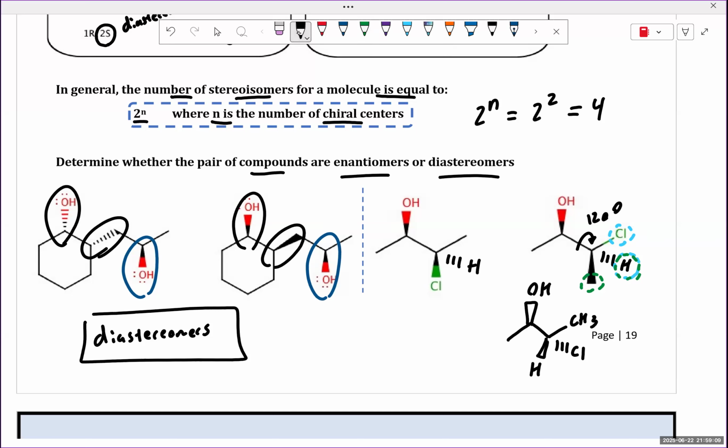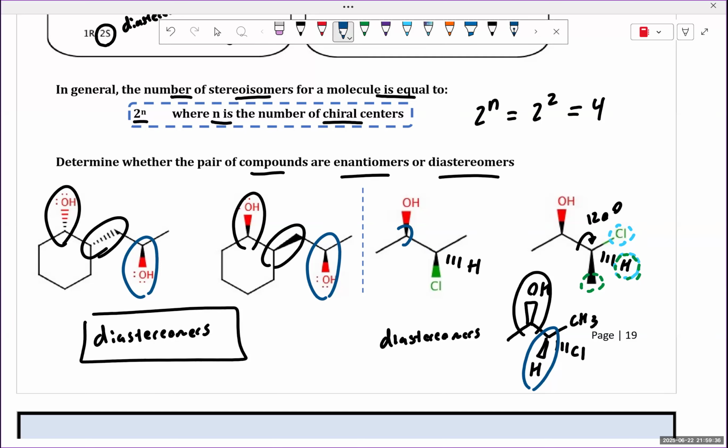Now that we have this molecule redrawn, we see that we have the same configuration at one stereocenter and the exact opposite configuration at the other stereocenter. So again, in this case, these would be diastereomers. Now, we can even go one step further and we can prove this.